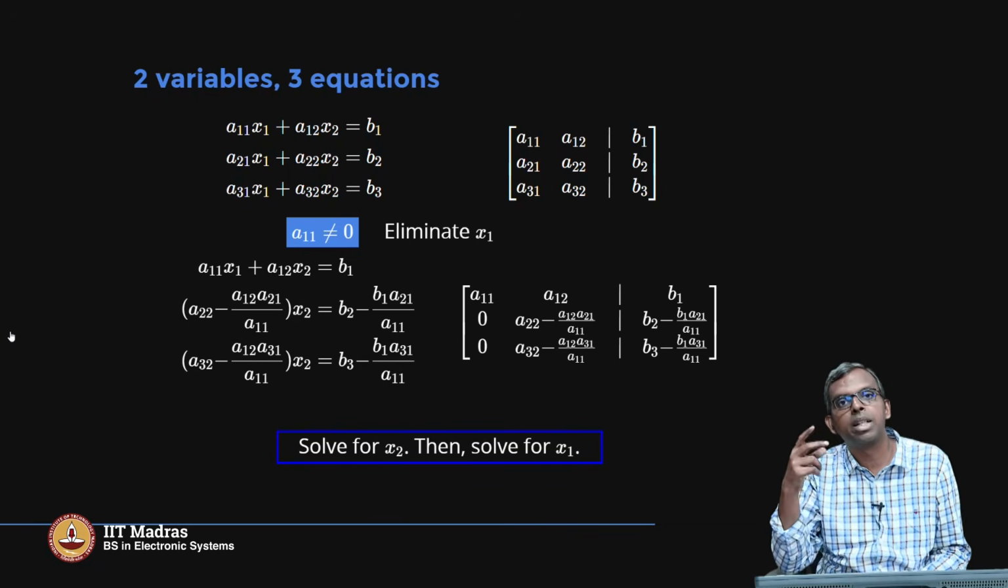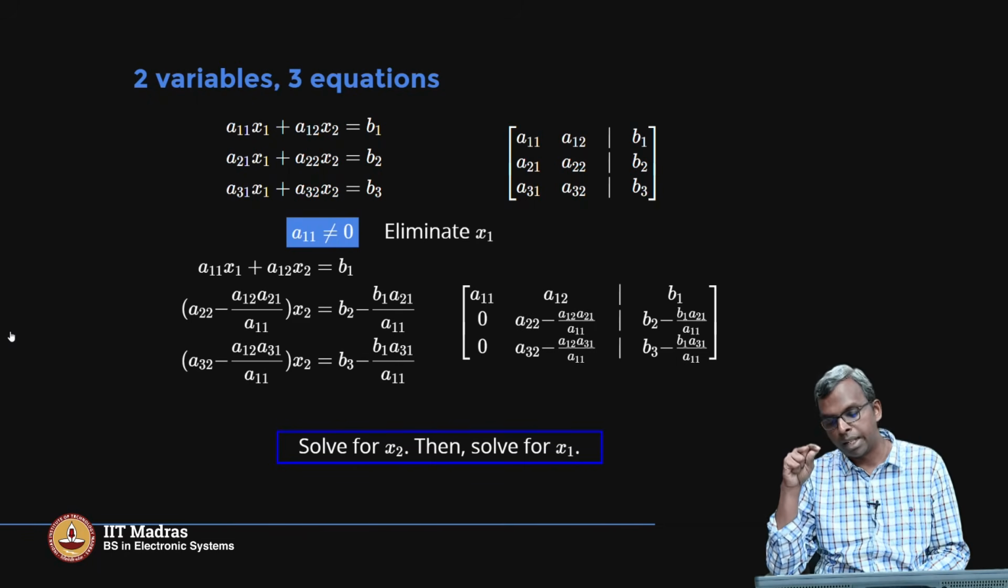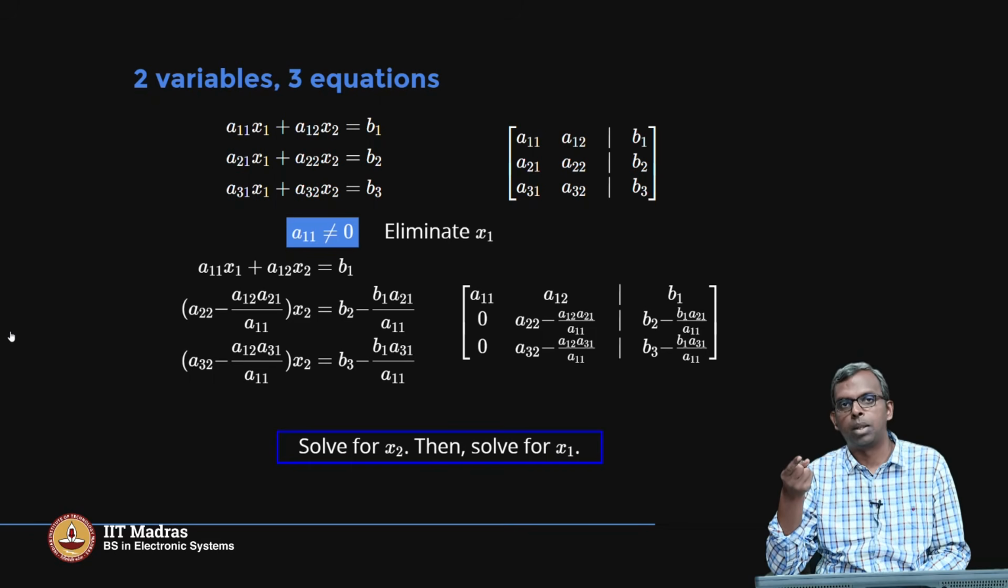I have two equations for one variable x2, right. I have to solve for x2. I know how to do that. I have only one variable, one equation, I know how to solve. There is no x1 here. So, I can solve for x2. Once I solve for x2, I can go back and solve for x1.